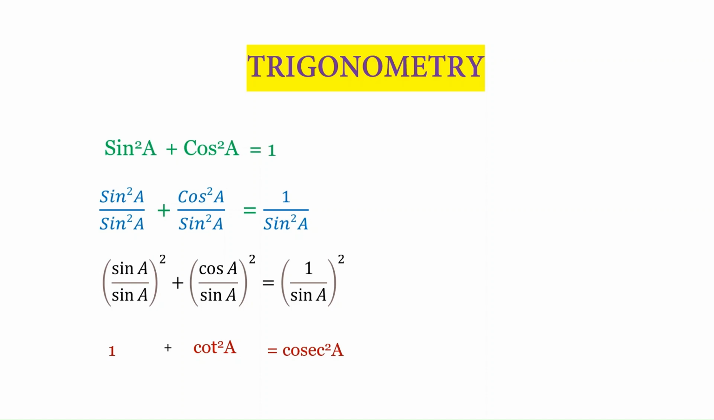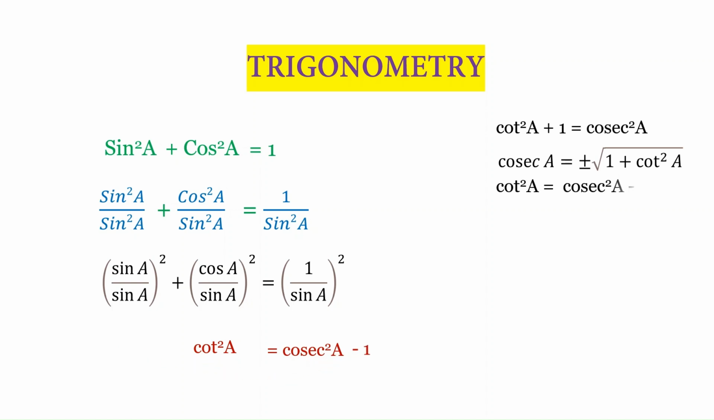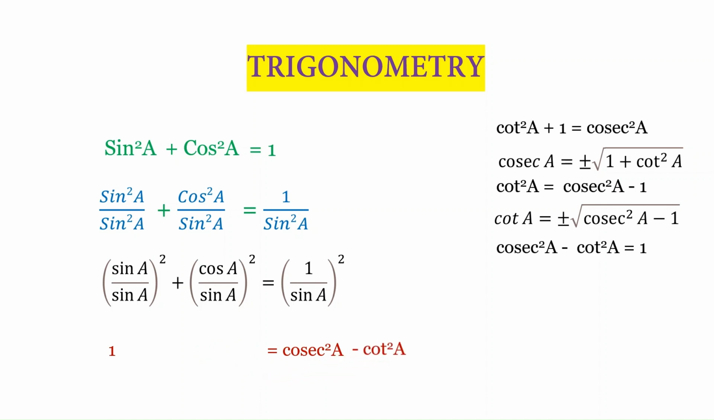Now we will try to do the transposition, and that gives us a few more different formulas. Let us start with that. Initially we will write the formula and then we'll transpose 1 to the other side. That makes cot square A equal to cosecant square A minus 1. Take the square root: cot A equal to plus or minus root of cosecant square A minus 1. Now, instead of transposing 1 in the formula, if we transpose cot square A to the other side, then that makes the formula cosecant square A minus cot square A equal to 1.